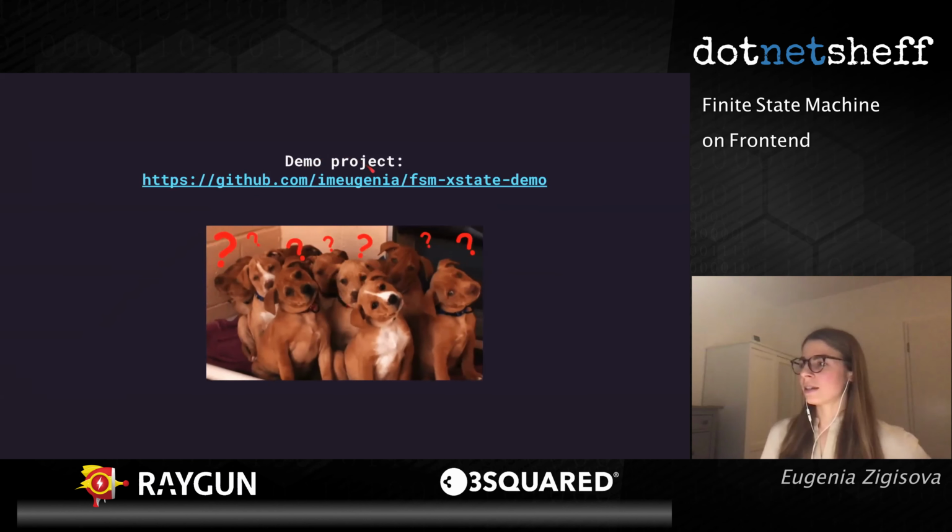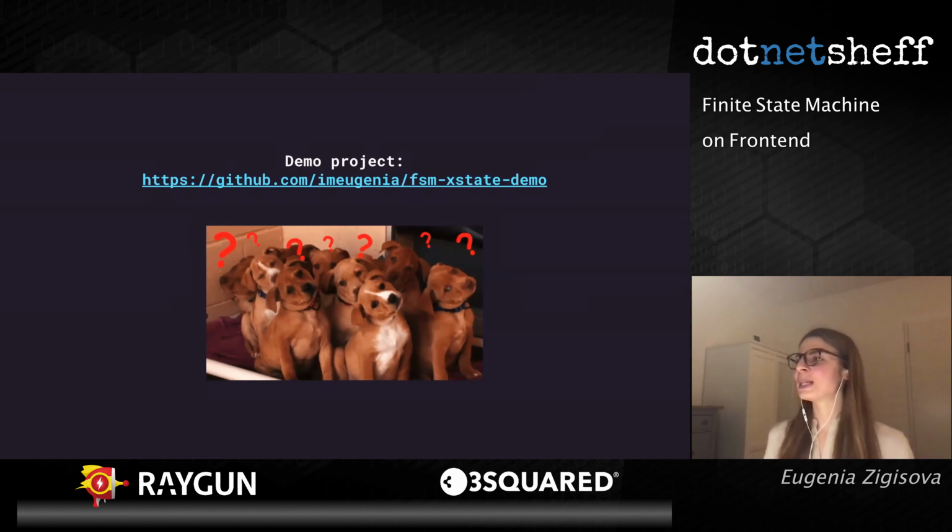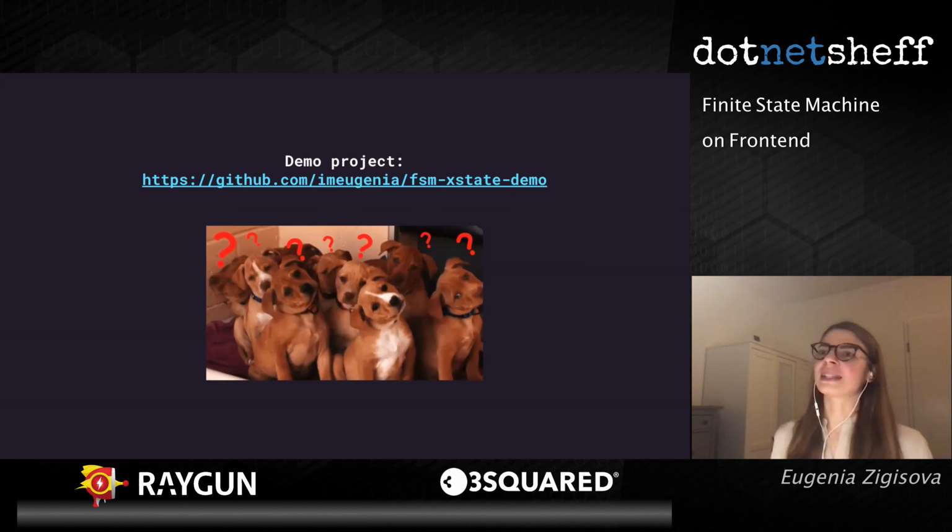So here you can find the examples. There will be a file with the bad solution and a file with the finite state machine solution.